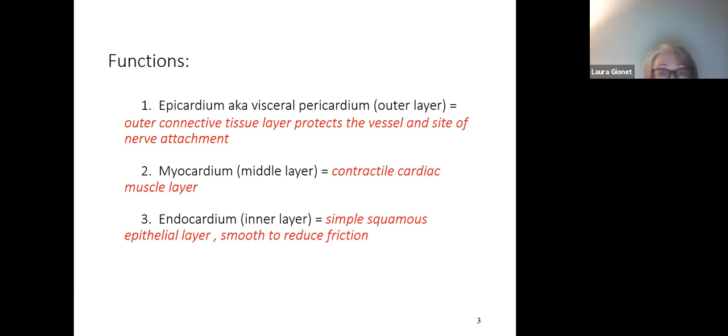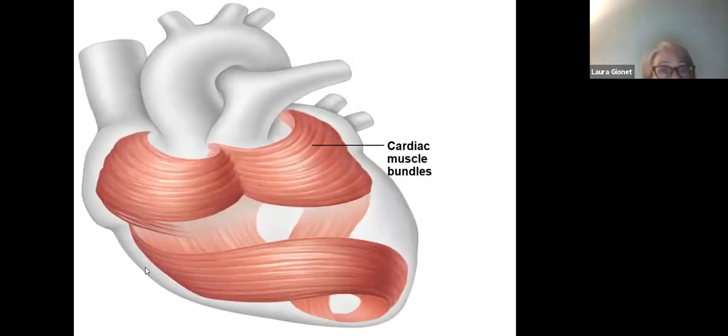The myocardium is the middle layer composed of cardiac muscle tissue, and that is your contractile layer. And then the endocardium is composed of simple squamous epithelium. Remember, squamous cells are the more flattened, kind of fried egg appearance type of cells. And so it lays flatter and reduces friction as blood passes through these different chambers. The blood vessels will be lined with a similar tissue.